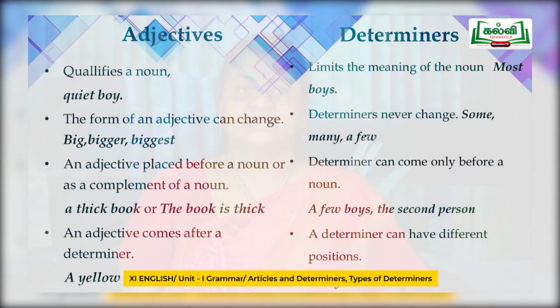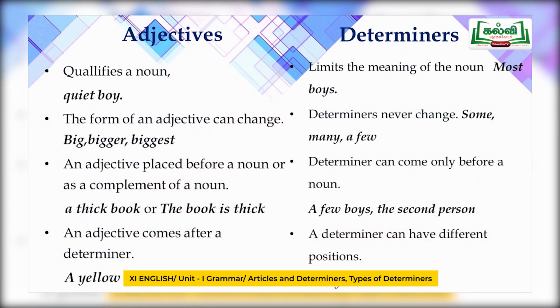Okay, next one is the difference between adjectives and determiners. Adjectives and determiners usually resemble each other, but there are very big differences between them. Adjectives qualify a noun. Example, quiet boy, small boy, intelligent boy. Determiners limit the meaning of the noun. Most boys, a few boys, like that.